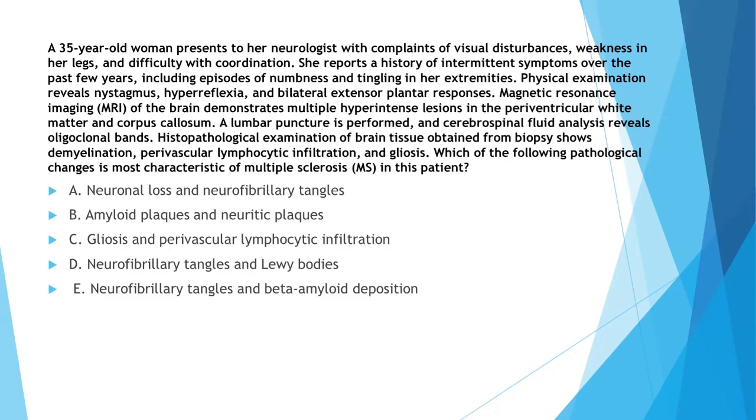A lumbar puncture is performed and cerebrospinal fluid analysis reveals oligoclonal bands. Histopathological examination of brain tissue obtained from biopsy shows demyelination, perivascular lymphocytic infiltration, and gliosis. Which of the following pathological changes is most characteristic of multiple sclerosis in this patient? Neuronal loss and neurofibrillary tangles, amyloid plaques and neuritic plaques, gliosis and perivascular lymphocytic infiltration, neurofibrillary tangles and Lewy bodies, or neurofibrillary tangles and beta-amyloid deposition.